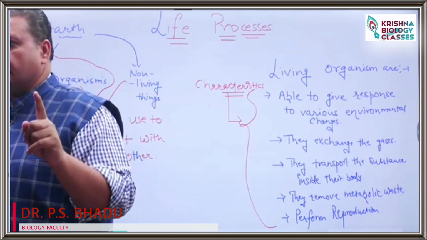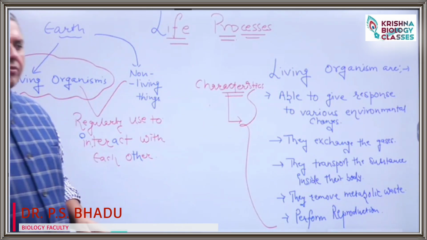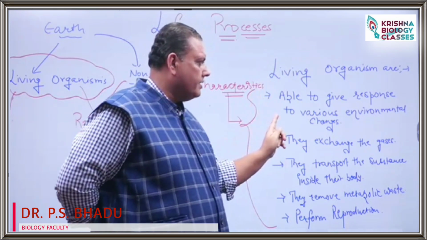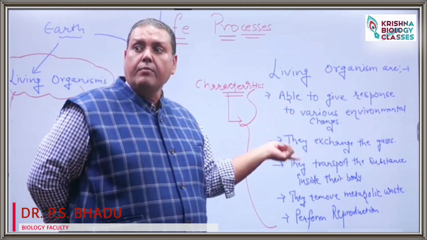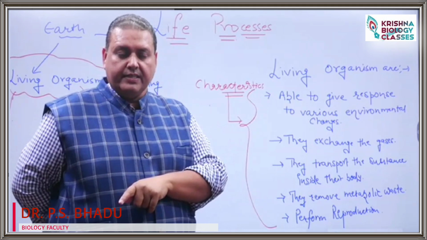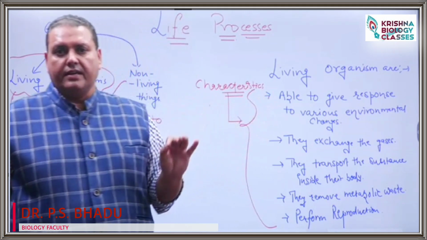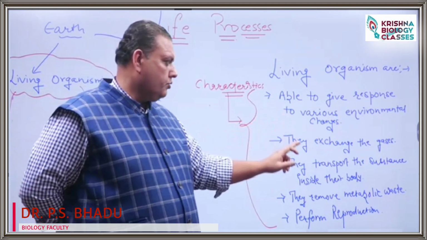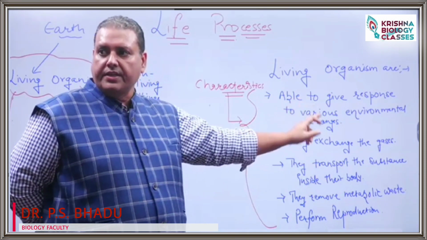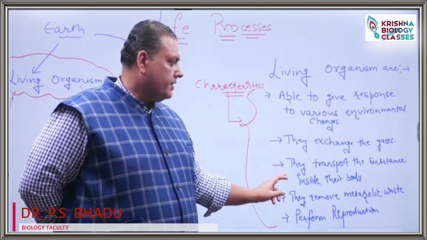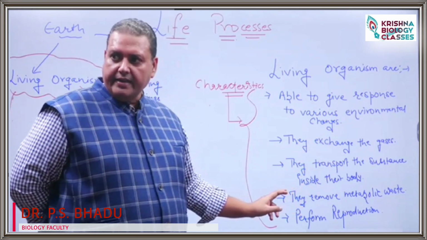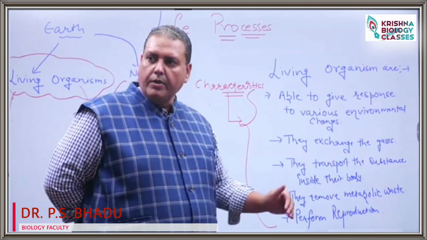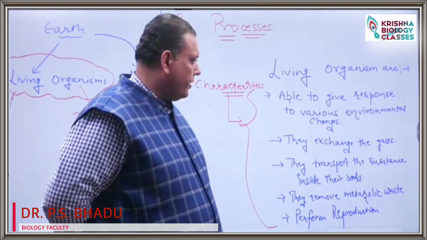Sometimes 1 mark questions used to come, asking you to write down the characteristics of the living organism. In that condition you need to answer: living organisms are able to give response to environmental changes. They are able to respond to change in temperature, touch, pain, pressure, but non-living objects are unable to do so. These living organisms exchange gases with their surrounding environment. They transport substances inside their body. They remove metabolic waste from their body, and they are able to perform the process of reproduction.